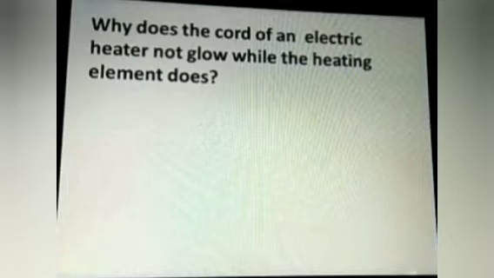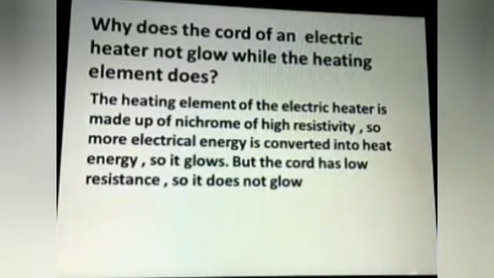Next, we can discuss some question answers. Why does the core of an electric heater not glow while the heating element does? The heating element of the electric heater is made up of nichrome of high resistivity. So, more electrical energy is converted into heat energy, and it glows. But the core has low resistance, so it does not glow.